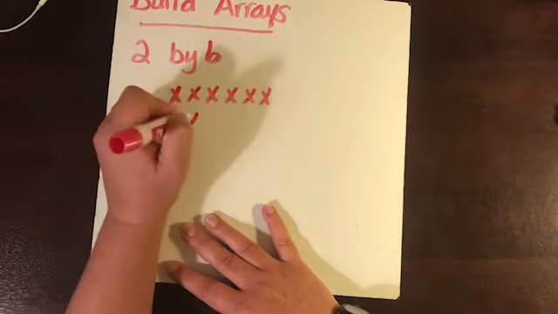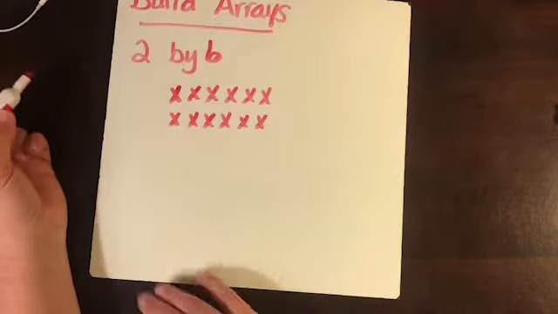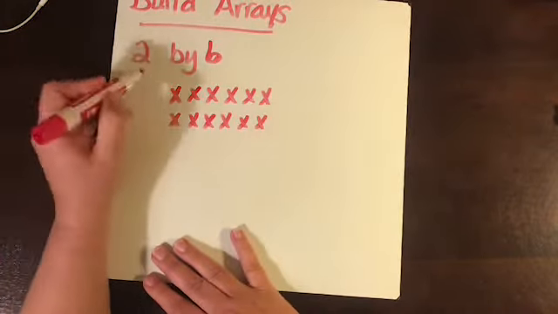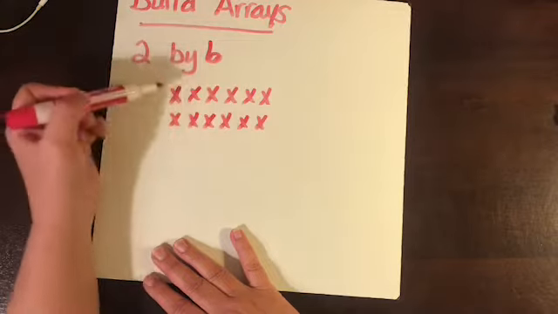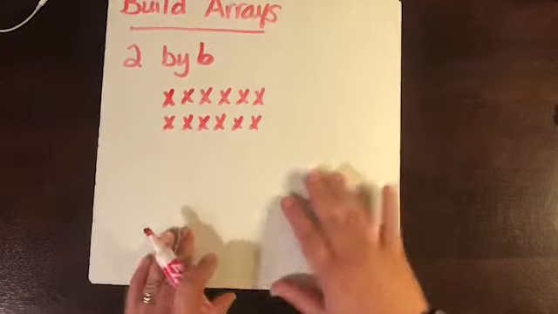I've been doing these in our daily math routine. This is where Miss Foster always has you prepared for lessons. All right, so this is a 2. There's 2 rows. How many in each row? 1, 2, 3, 4, 5, 6. And then I want you to write a number model.